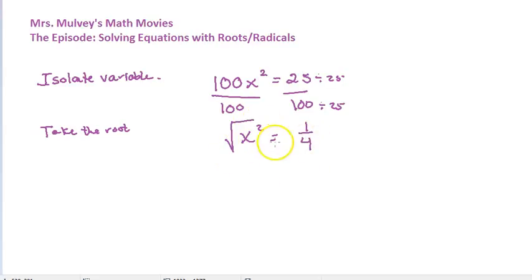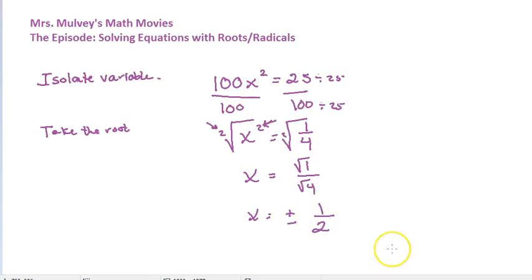So now I'm going to again take the root, in this case it's a square root. This index should match your exponent there. Take the square root here as well, so over here I'm left with x. Remember, when you take the square root of a fraction, that's just the square root of the numerator and the square root of the denominator. So in this case, it's positive or negative, and the square root of 1 is 1, square root of 4 is 2. And so my answers are positive or negative 1/2.